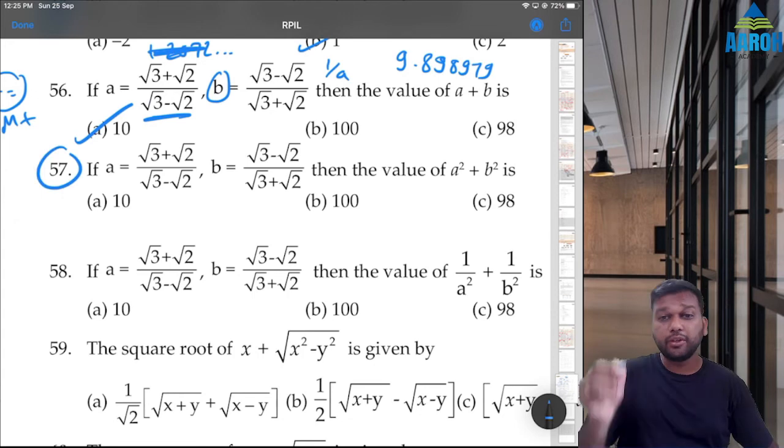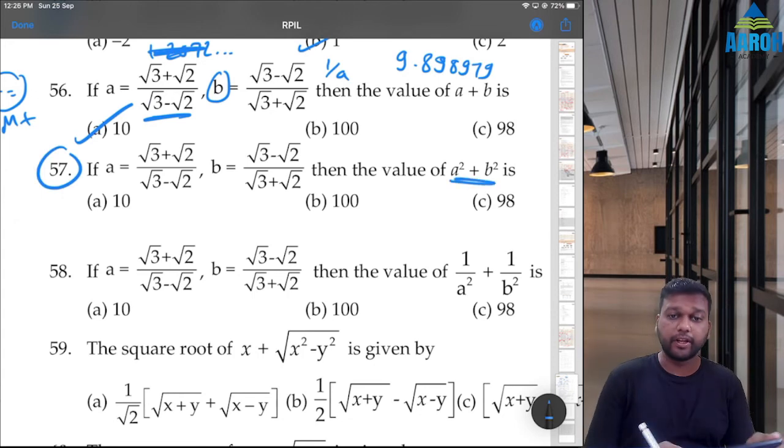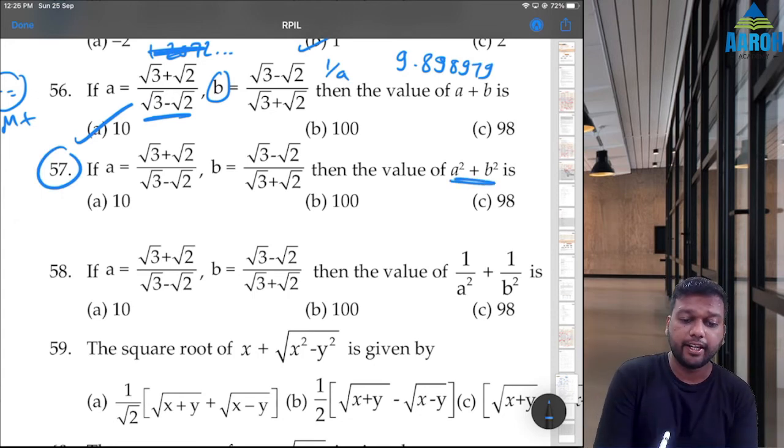57 is the same, so we can use the same value of A. A square plus B square. A is what? 9.898979 square into equal to M plus.